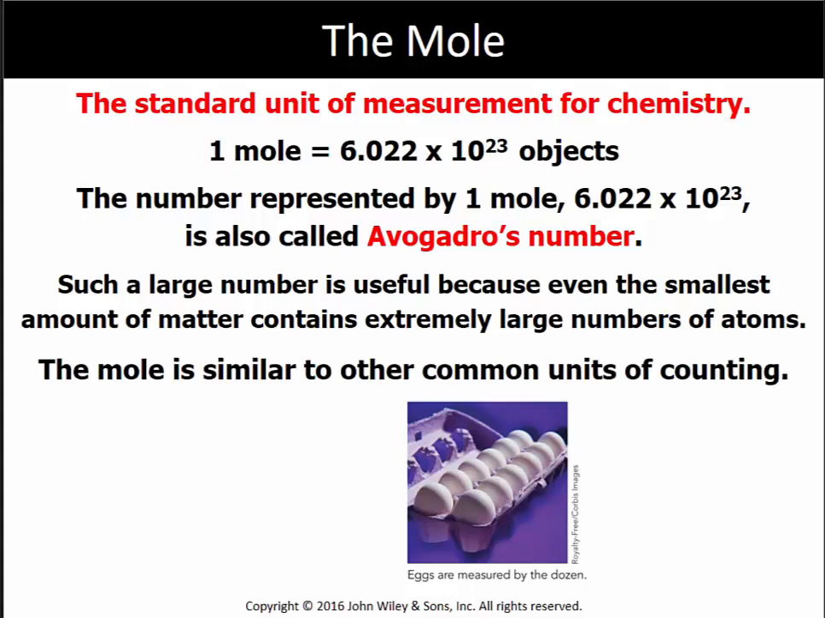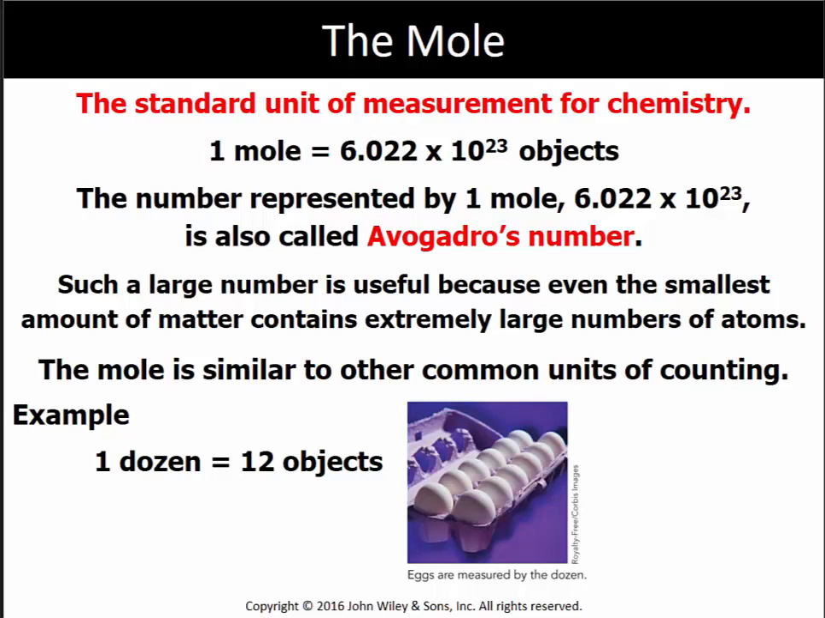Now, what this means is that if I say 1 mole of pens, 1 mole of pens contains 6.022 times 10 to the 23 pens. If I say 1 mole, let's say chairs, that's 6.022 times 10 to the 23 chairs. Now, this 6.022 times 10 to the 23 is called Avogadro's number. Avogadro was the scientist who was able to actually measure this number for a mole.